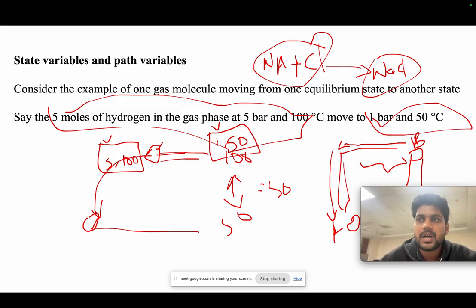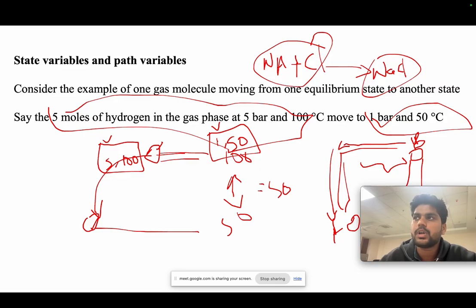The path variable, on the other hand, is where you encounter all the things which occur in the steps of going from A to B. That is called path variables. I think you also have one assignment question in week 2 on state variables and path variables.